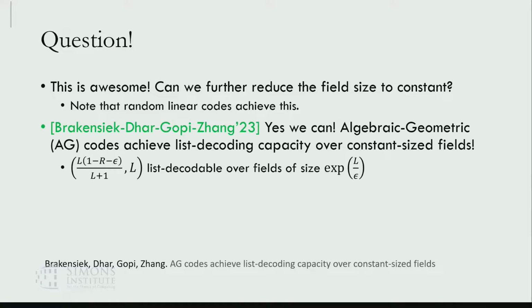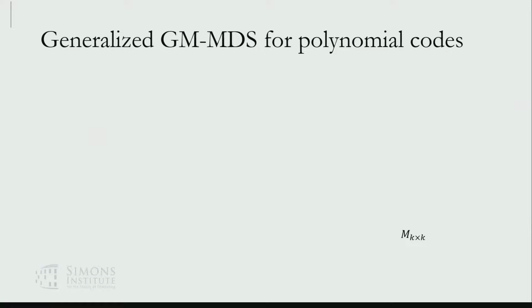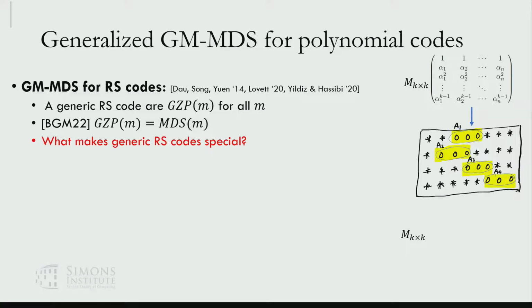This is great. So can we get even smaller field size? And yes, we can. So algebraic geometric codes, if you choose the evaluation points at random, you can get constant field size, which is exponential in L over epsilon, and this is more or less tight, except for the dependence on L, which is not known. And the way we prove it is by generalizing the GM-MDS theorem. So the GM-MDS theorem says that if you pick a Reed-Solomon code generator matrix, I can do a basis change and get any generic zero pattern.